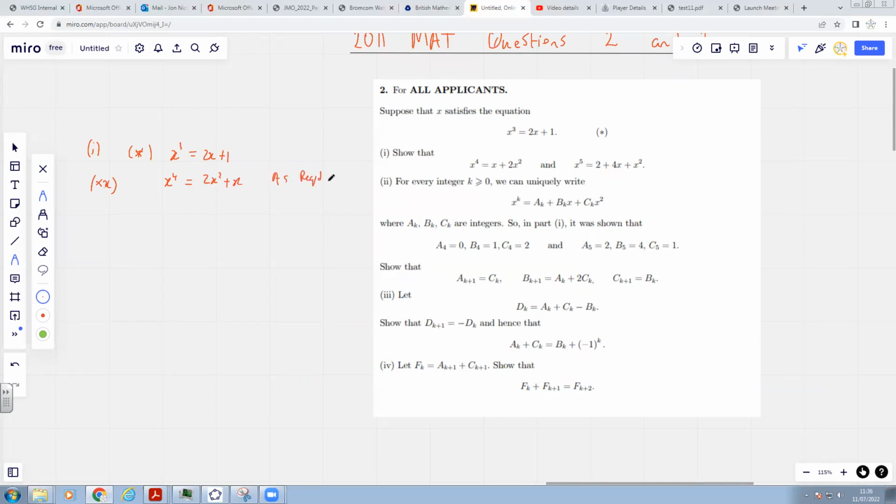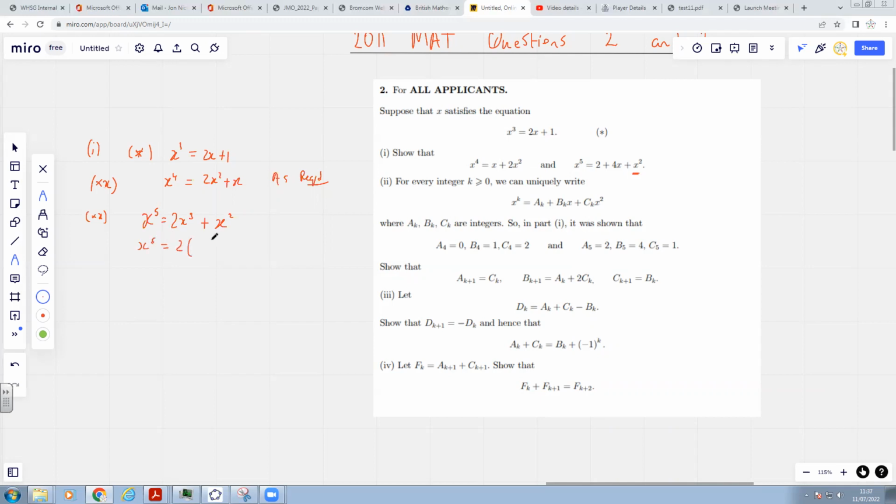It's a bit harder to get their next statement, which is x to the 5 equals 2 plus 4x plus x squared. But immediately I'm thinking, well, I've got an x to the 5, and I guess I'll try timesing by x again. I get x to the 5 equals 2x cubed plus x squared. And I think, well, I've got an x squared in the answer, but I need to replace my x cubed with 2x plus 1. So that's why they're getting a slightly different answer there.